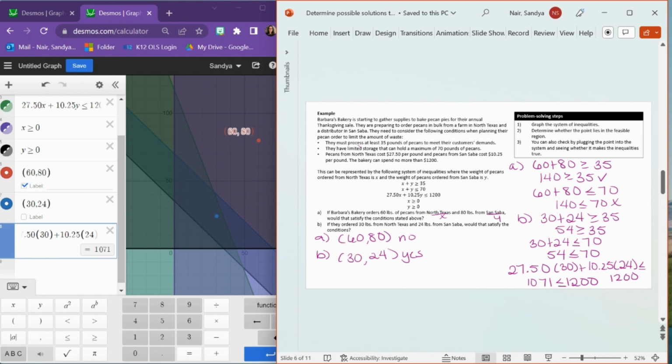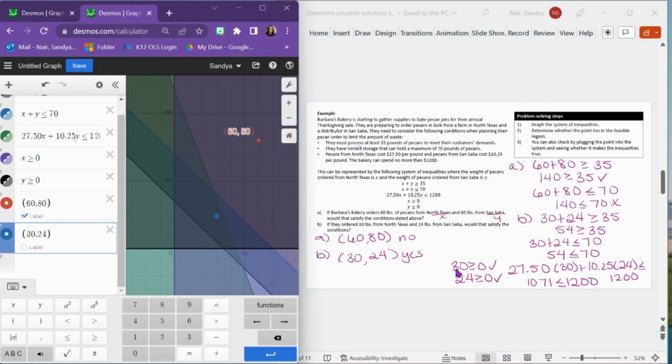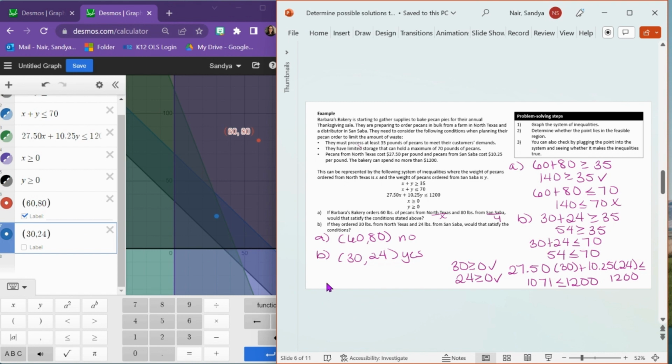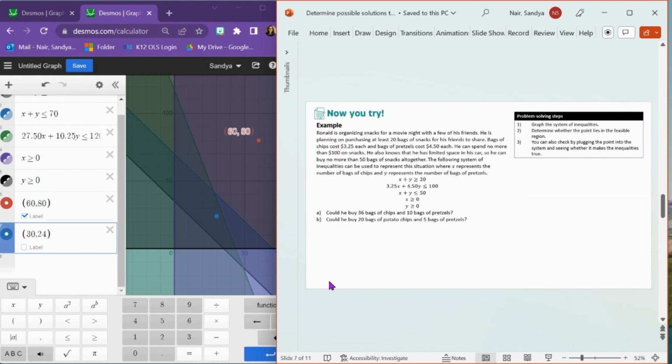And remember that we also want to check that both these values are greater than or equal to 0. 30 is greater than or equal to 0, so that works, and 24 is greater than or equal to 0. So you can see it works in all of the inequalities. So that's why (30, 24) is a reasonable solution, but (60, 80) does not work. Okay, so now you can go ahead and pause the video and try doing this example on your own.